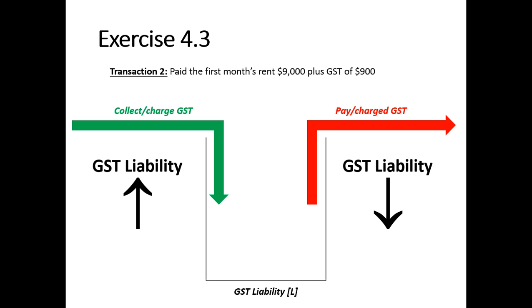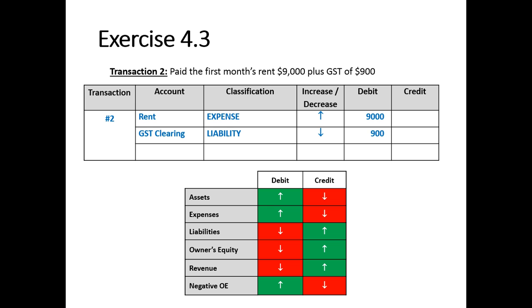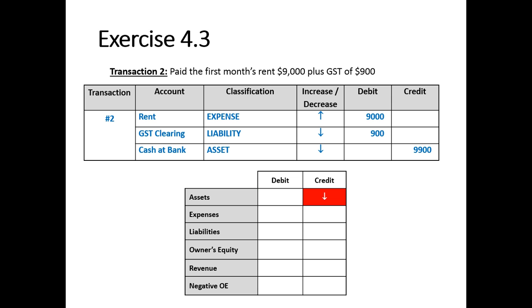But we did get to offset it every time we paid or were charged GST, and that would decrease our liability. So in this instance we paid GST, so it's going to be the situation where the GST liability is going to decrease. So therefore we've got a decreasing liability, and therefore that must be a debit. Lastly, we paid this with cash. That's an asset decreasing, and that must be a credit.